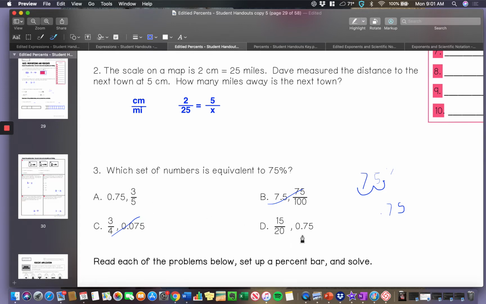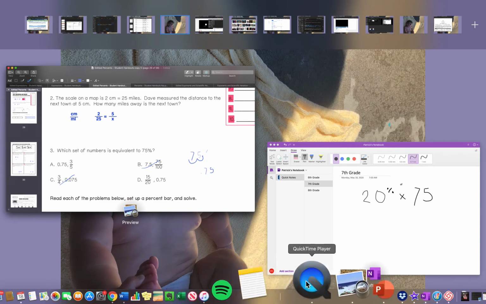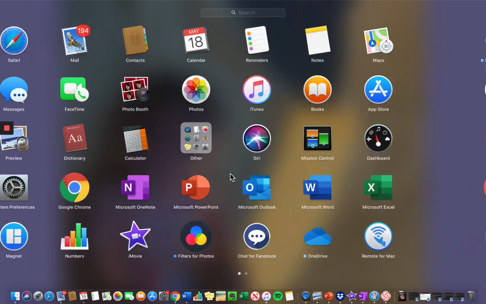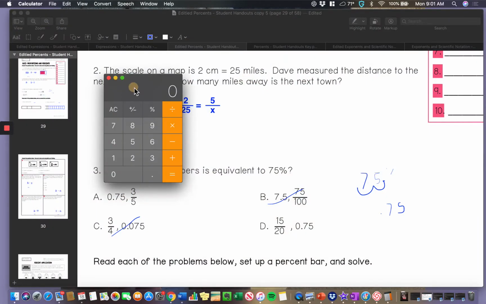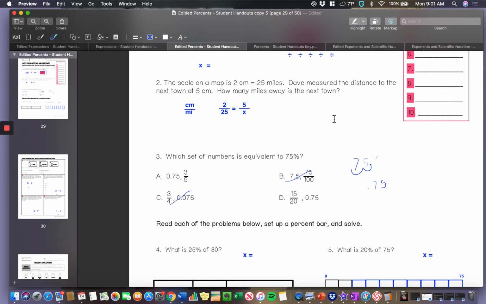Right? So now I have a couple of fractions. Well, if I can take my fractions and divide them, I can get a decimal. So for example, if I took 3 divided by 5, I should get 0.75. Look at that, I do not. Or if I took 15 divided by 20, I should get 0.75. So there you go, that should tell you your answer.